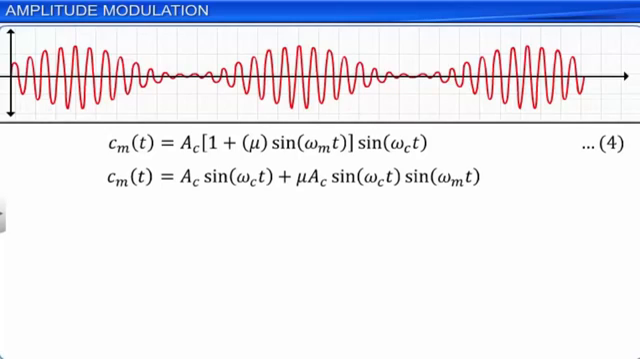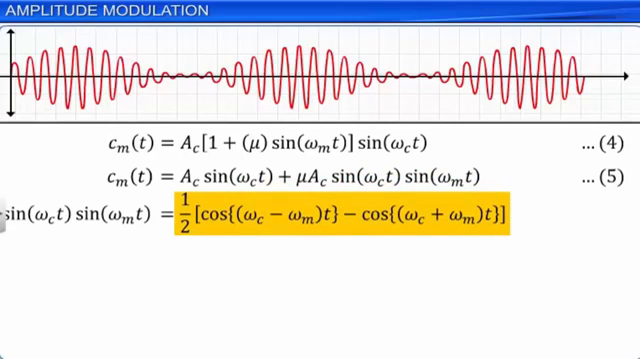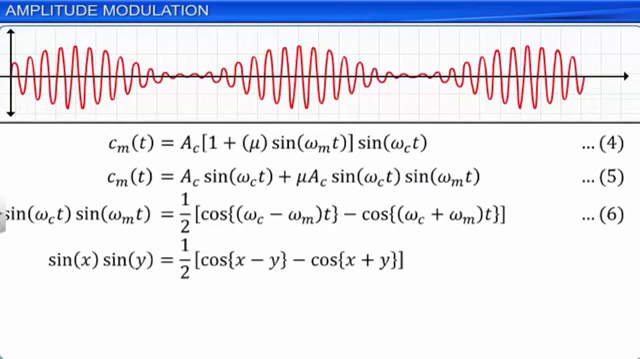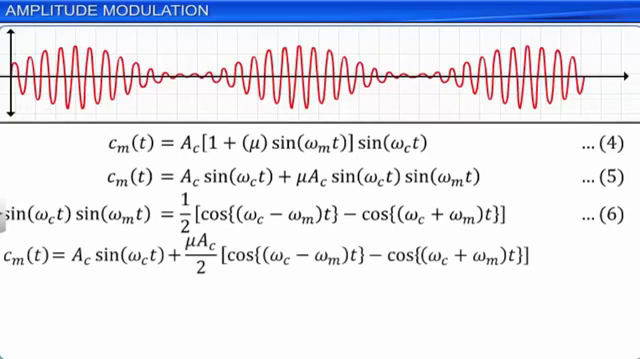The expression sin ωc t sin ωm t in equation 5 can be rewritten as half [cos(ωc − ωm)t − cos(ωc + ωm)t]. Let this be equation 6. Here we use the identity sin x sin y = half [cos(x − y) − cos(x + y)] from trigonometric transformations. Substituting the value of sin ωc t sin ωm t from equation 6 in equation 5 and simplifying, we get equation 7.